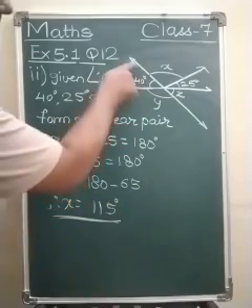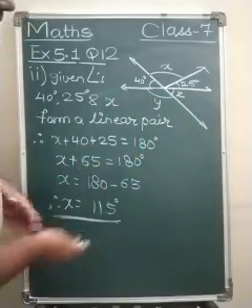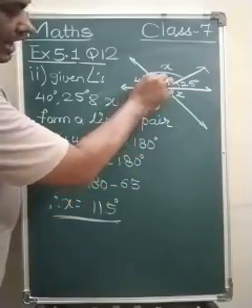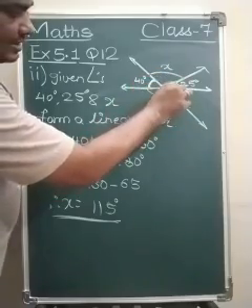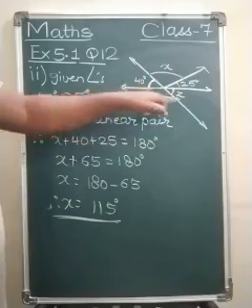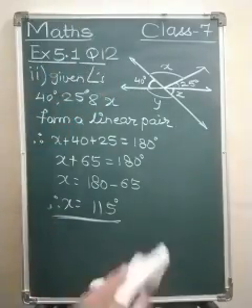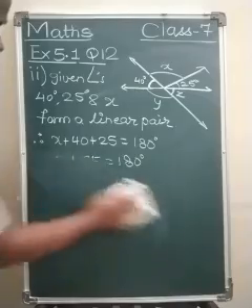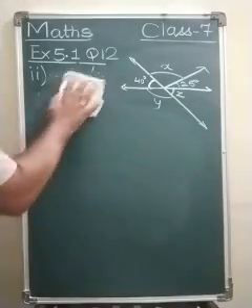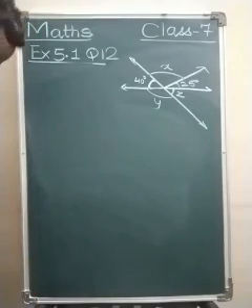Now, here you can see this is a straight line, this is a straight line, and they are intersecting each other. Angle 40 degrees and angle Z are forming a pair of vertically opposite angles. So, this is the first. The second, X is found. X equals how many degrees? 115 degrees.